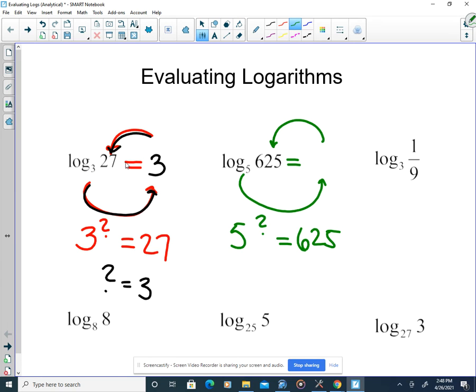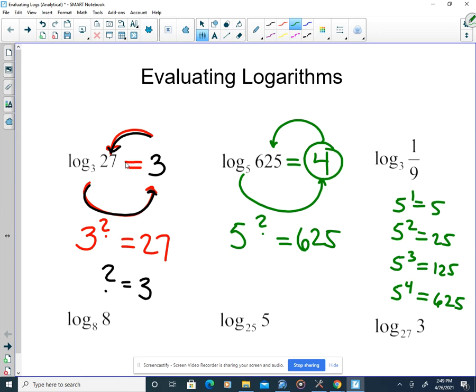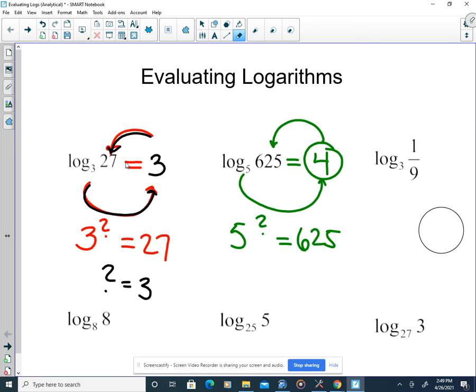Well, we can go off to the little side here. 5 to the first power is 5. 5 to the second power is 25. 5 to the third power is 125. 5 to the fourth power is 625. So what's log base 5 of 625? The answer would be 4. 5 to the fourth power is 625.